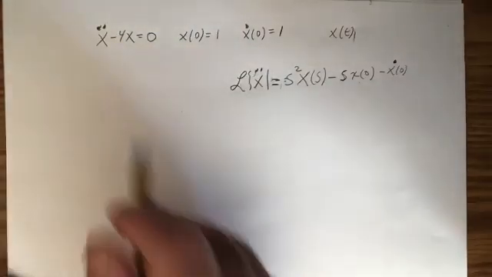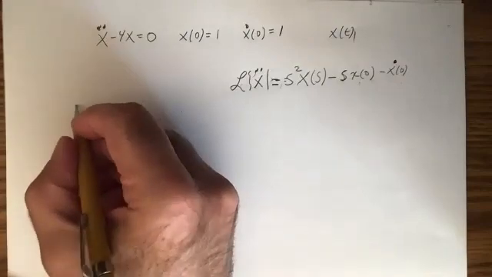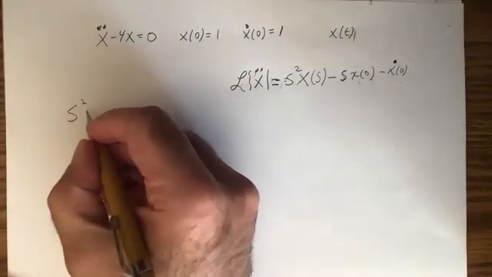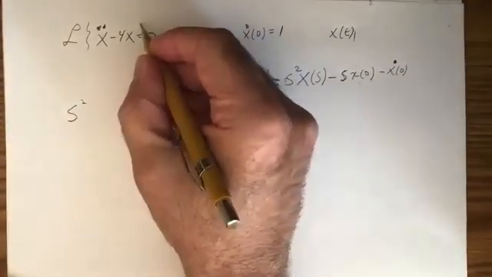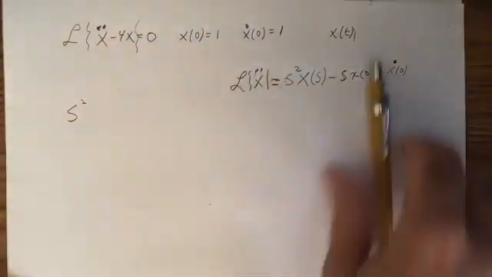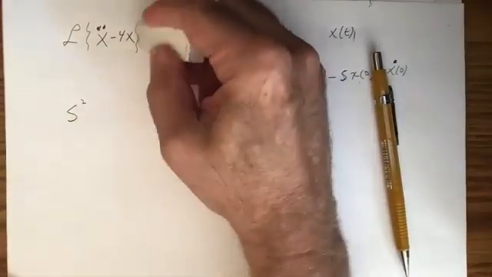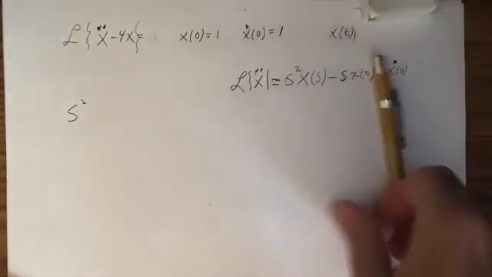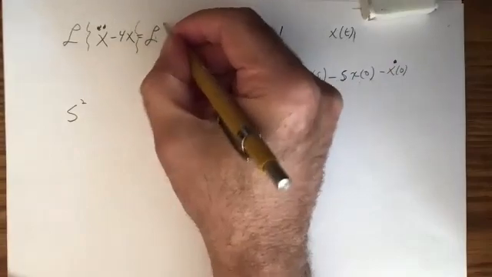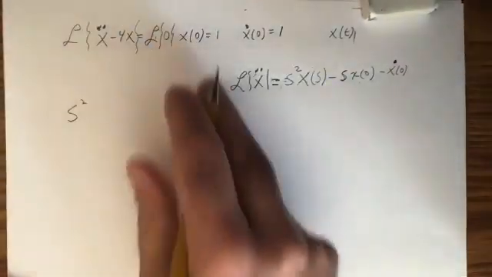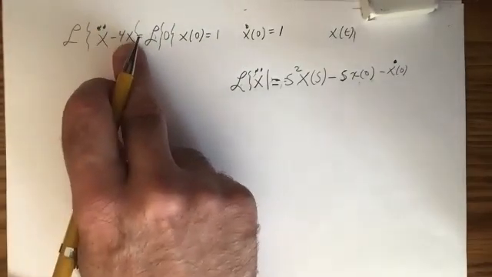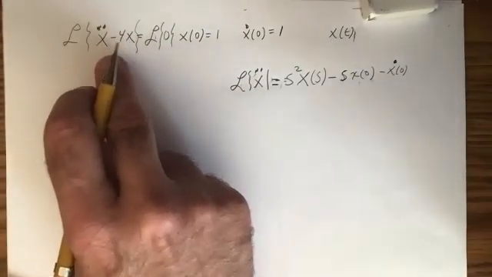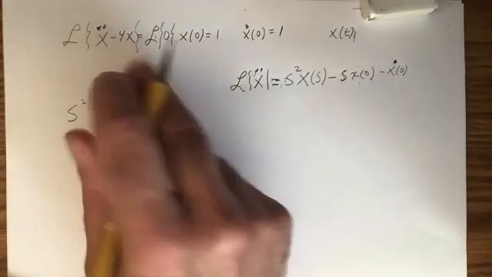So this here now is going to become s squared. Well, first of all, I take the Laplace transform of both sides, right? I take the Laplace transform on both sides, and I could break this up into two parts, because the Laplace transform is a linear function.